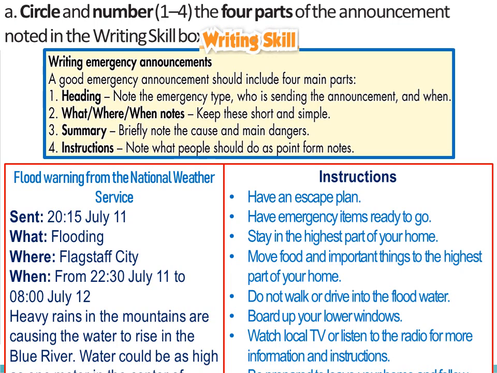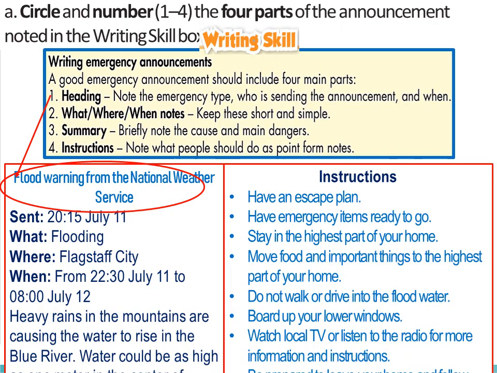So, writing skill. To write an emergency announcement, we should include 4 main parts. Number 1, heading. Note the emergency type, who is sending the announcement, and when. So you see the heading or title, flood warning. Who is sending the announcement here? From the National Weather Service. And when? Sent 2015, July the 11th.